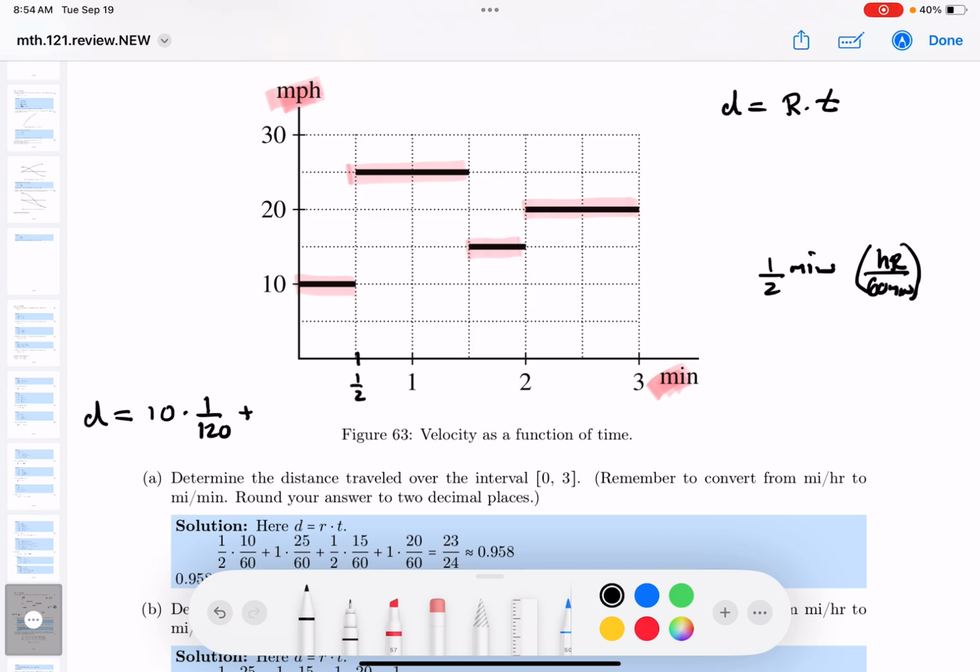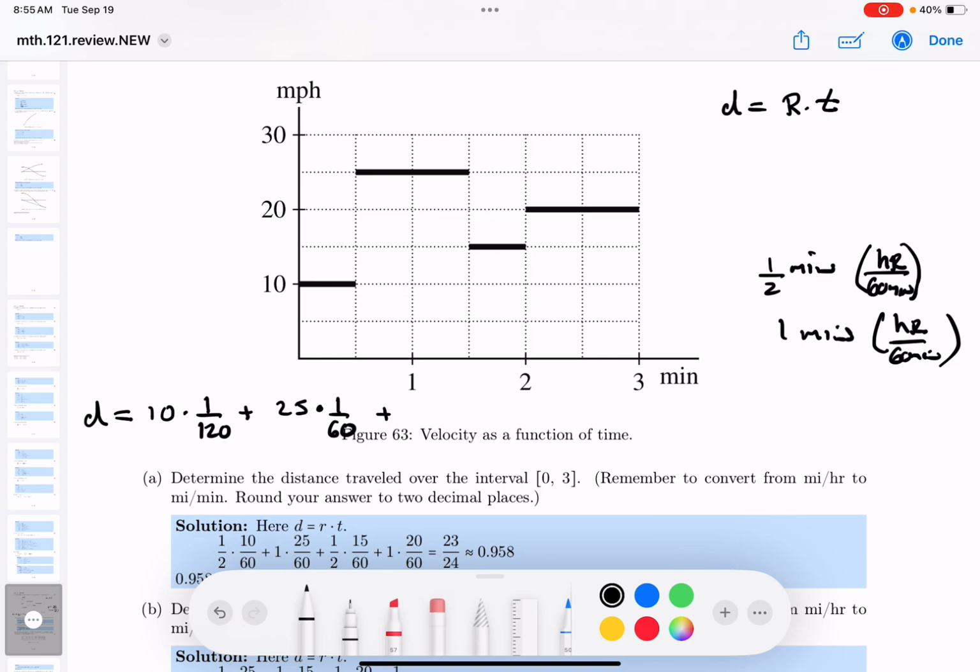Let me do the next one. I'm looking at the next interval, and the speed now is 25 miles per hour. It's from 1/2 to 1.5 minutes. That's 1 minute long, by the way. And I'm still going to do the hour over 60 minutes, and minutes cancel off. What do I get? 1 over 60. But I'm going to get my eraser out and erase this, because I want it to look like it's part of the computation. Erase this too. All right, let's keep moving.